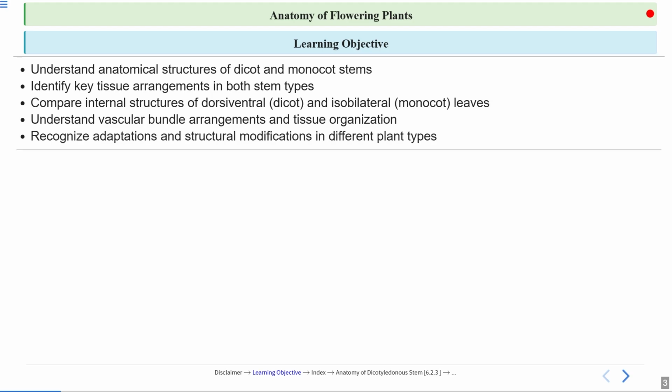Recognize adaptation and structural modification in the different plant types. So there are many types of plants, and they modify their structures and have some modifications, right, to bear up with different types of environmental changes through adaptation. So we are also going to study the anatomical adaptations.